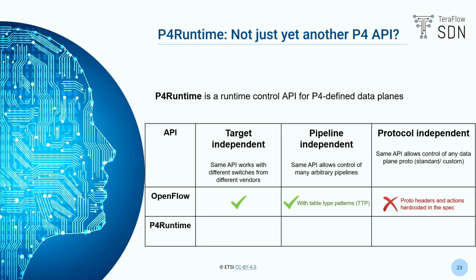Let's see a quick comparison between P4 runtime and OpenFlow now. The key aspect of P4 runtime is actually the fact that it's protocol independent, which is not the case for OpenFlow. So in OpenFlow, we had achieved target independence because the same API works with different switches from different vendors. We had achieved pipeline independence, but protocol independence was not the case in OpenFlow.